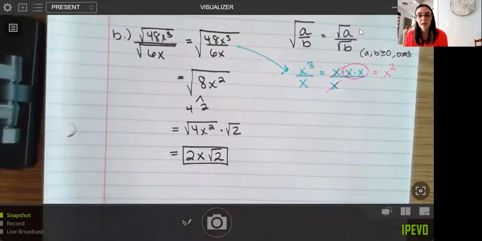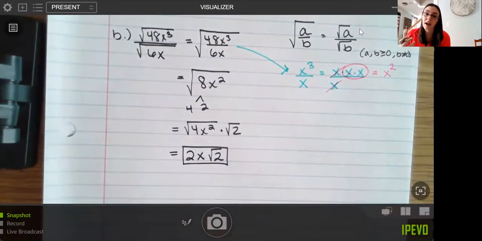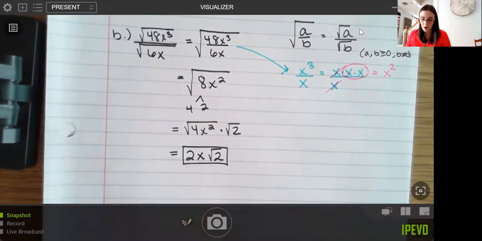assume x is non-negative so that you can just jump right in and write your answer. If you're not assuming that x is non-negative, then you would sometimes have to put that absolute value sign around, right? When we cancel out that square root, we do technically take the absolute value of the number that's inside. So x would be non-negative here, so either 0 or positive.